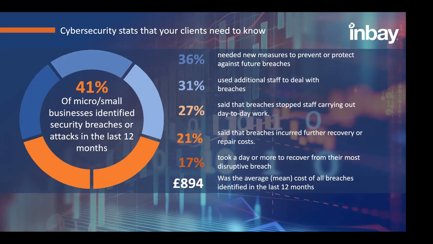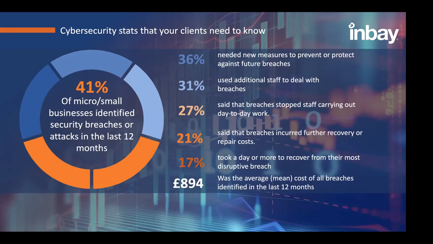If you look at some of the numbers on the side here, 36% needed new measures to prevent or protect against future breaches. And that's because they never had anything in place, because they never felt that they were going to be a victim of crime or cybercrime. And now they're having to put processes in place to protect themselves from any future attacks.